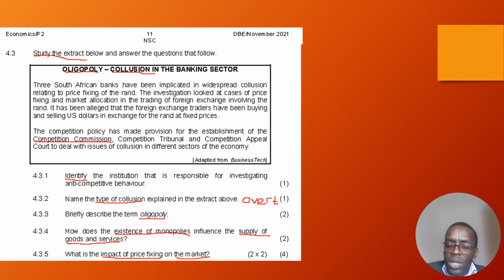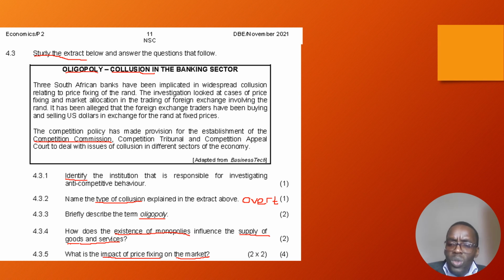Okay, and then you also need to understand that the impact of that is consumers are going to end up paying higher prices for the goods and services. Okay, and if price increases, then it is going to reduce the quantity of goods and services that are going to be demanded. In other words, it is going to reduce aggregate demand. Okay, it reduces aggregate demand in the economy.